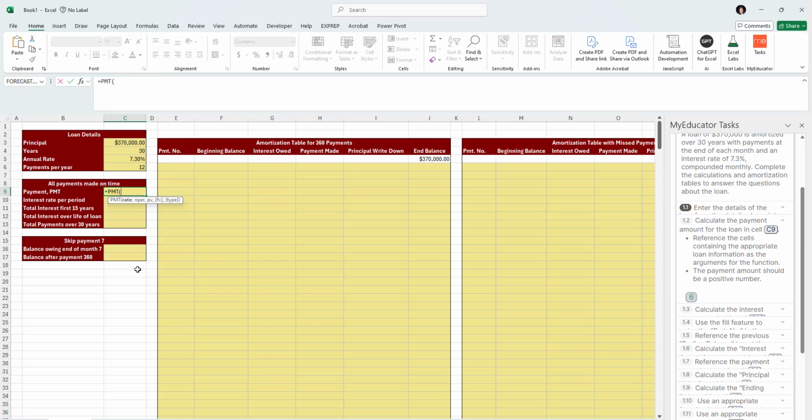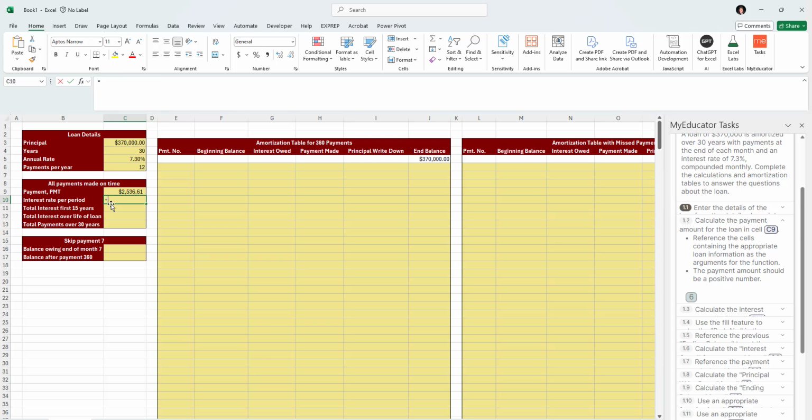Equals PMT. The rate is the rate per period, so I need to take the 7.3 and divide it by 12, comma, number of periods is 30 times 12, comma, present value, future value is 0, type is 0. That's my payment, but it's negative, and it should turn out to be positive. So I can do that by putting a negative in front of the payment.